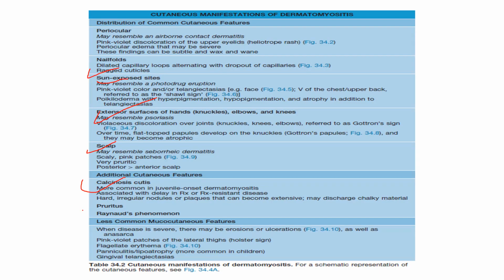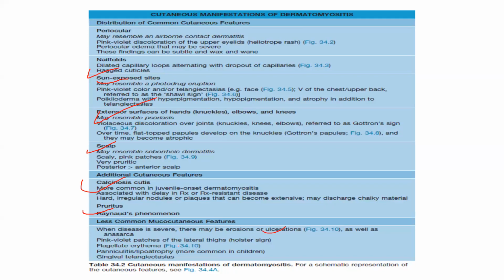So sometimes they can also have Raynaud's phenomenon. So if you have calcinosis cutis, Raynaud's phenomenon, esophageal dysmotility, then it becomes CREST syndrome. So you take it to the other side. So the less common mucocutaneous features, we have things like, if the disease is severe, you can end up with erosions and ulcers.